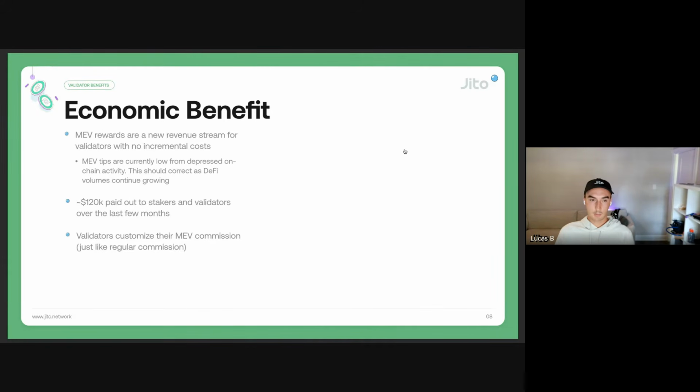As mentioned earlier, there's been around $120,000 paid out to stakers and their validators over the last few months. And there is an adjustable MEV commission rate that you can set for your validator. It's another command line argument. You can choose anywhere from 0 to 100%, and that's in basis points, so you can get pretty granular with the commission that you set. And that's completely separate from the vote commission as well. So you can play with those two variables however you want, independent of each other.